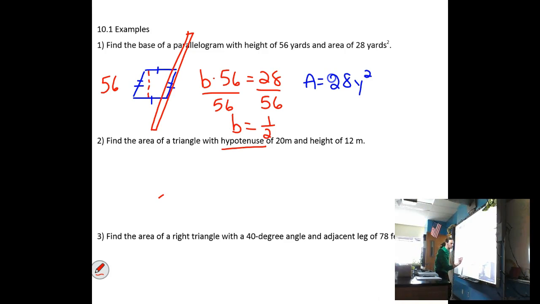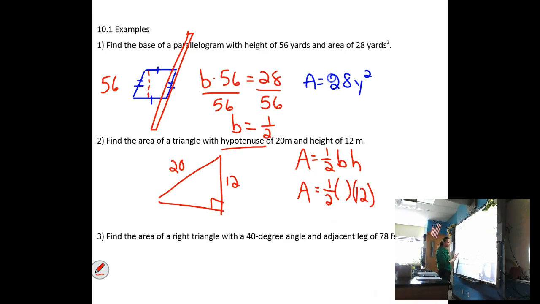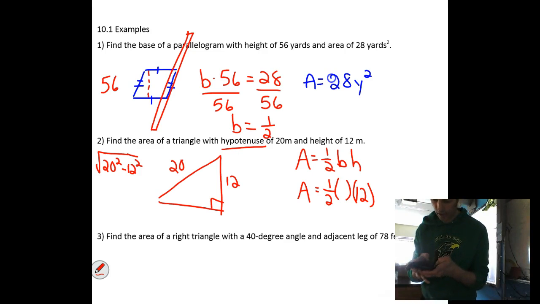So I'm going to go like this. 20, 12. Area of a triangle equals 1/2 base times height. All right, area equals 1/2. I need to figure out the base. I know the height's 12. How do I do that? The square root of 20 squared minus 12 squared. Get out my old calculator, square root, 20 squared minus 12 squared.